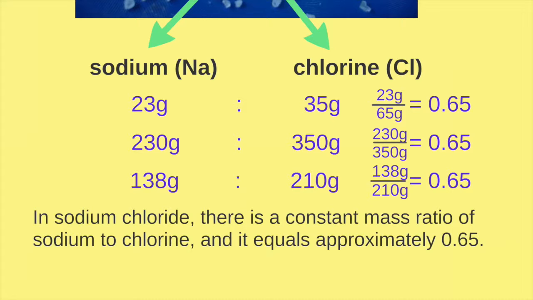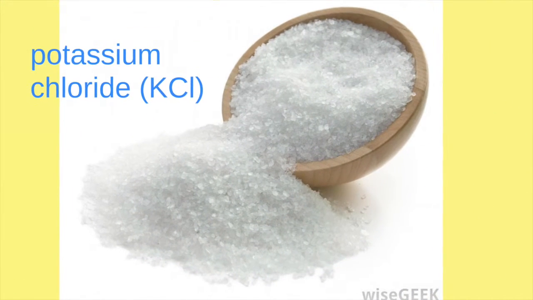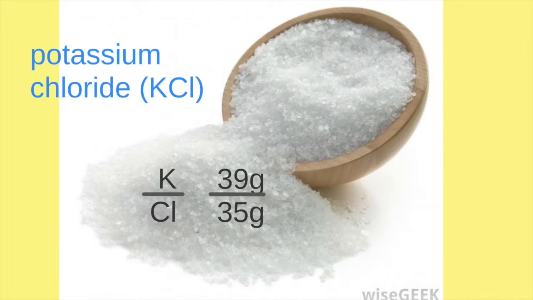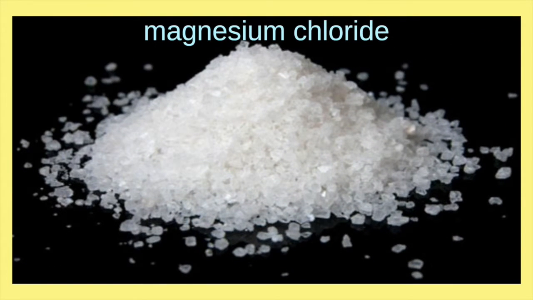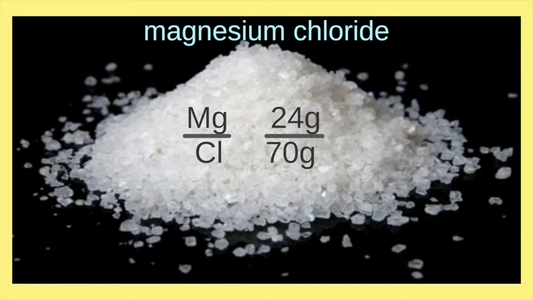Now, scientists found constant ratios like this in all sorts of substances they tested. Let's take a look at a few different salts made with chlorine. Here we have potassium chloride. If you were to measure the mass of potassium and the mass of chlorine in this salt, you would always find a constant ratio of about 39 grams of potassium to 35 grams of chlorine. Let's look at magnesium chloride. Here, you'll again find a constant ratio. This time, there will always be 24 grams of magnesium to approximately 70 grams of chlorine.